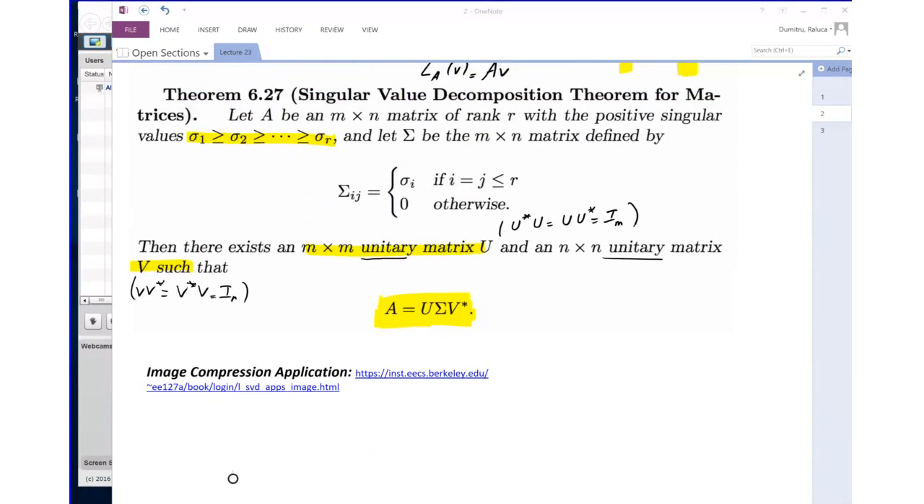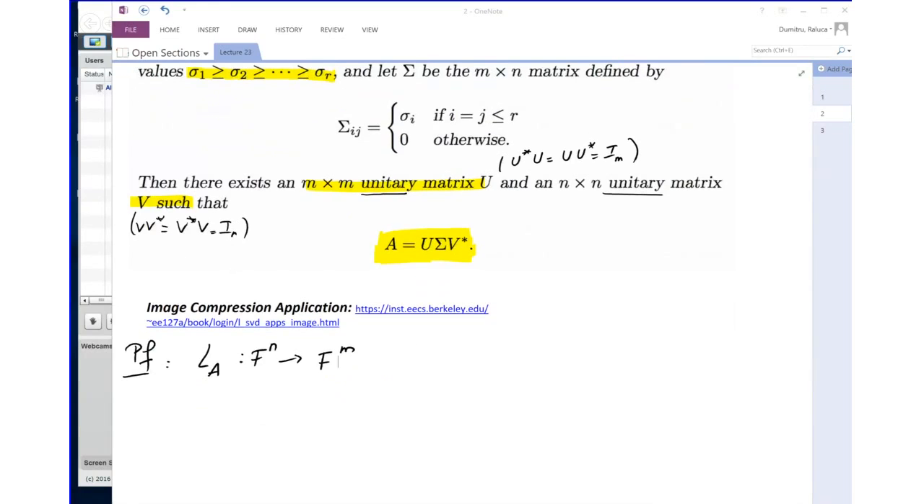Let's go back here. So who are those two matrices, U and V, and how do you find them? We have this linear operator, left multiplication by A, from Fn to Fm. Being a linear operator, you can apply the singular value decomposition theorem from last time to this operator L sub A and get a set of singular values.